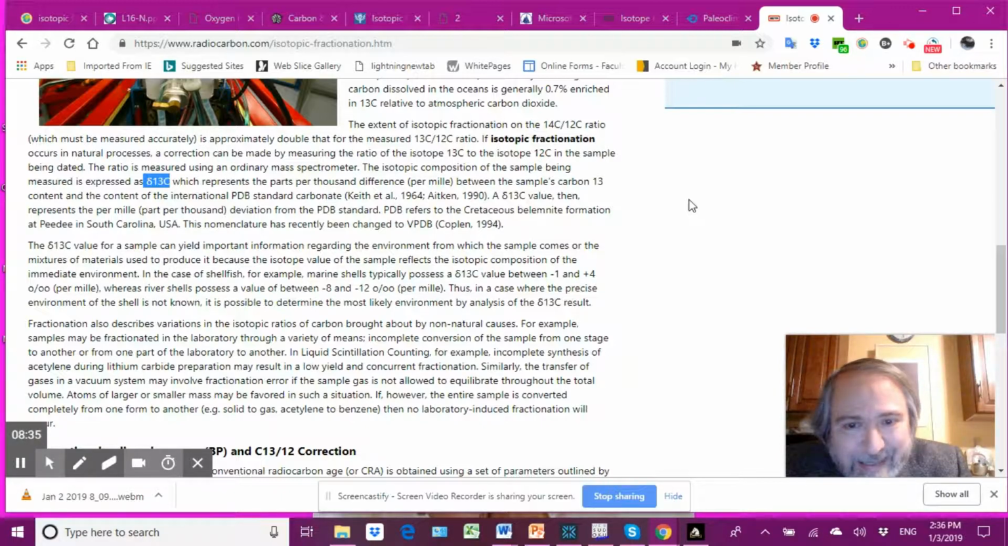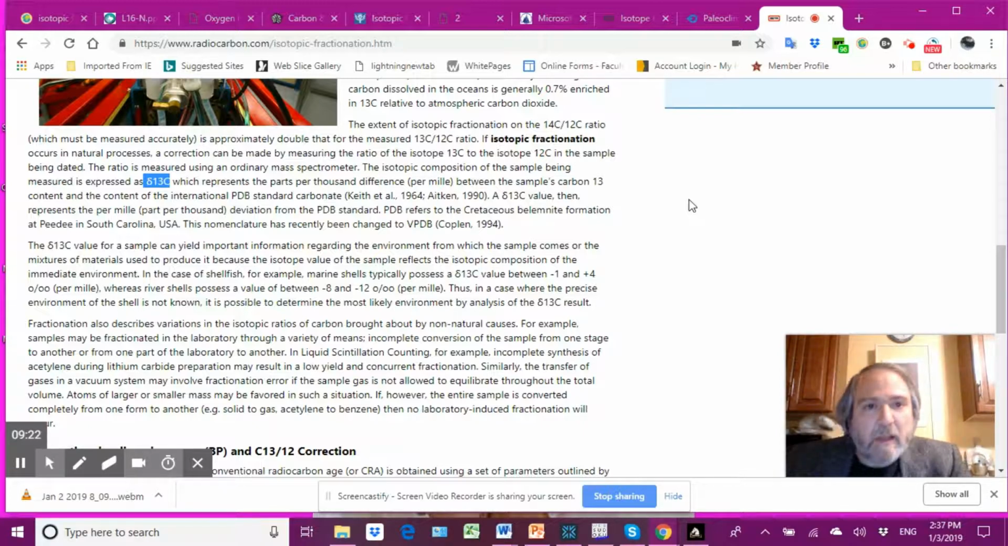So this is a difference. It shows, that's hence the fractionation. It shows the change, whatever the change may be, up or down, more positive, more negative, what have you. A del 13C value then represents the per mil deviation from the standard. And the standard, the PDB, refers to the Cretaceous belemnite formation at Peedee in South Carolina, USA. So fractionation can describe variations in isotopic ratios of carbon brought about by non-natural causes, such as non-photosynthetic processes.